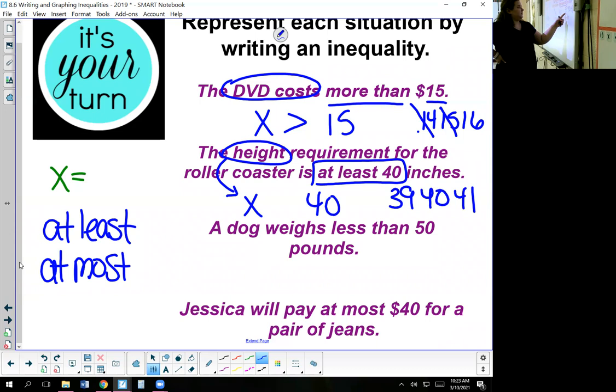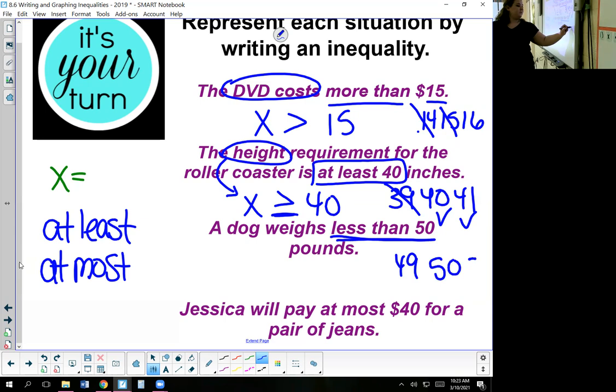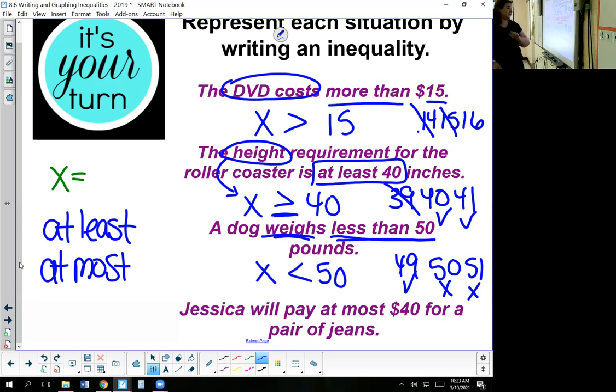Is 39 at least 40? It is not. Is 40 at least 40? It is. So it can be equal to, and it also can be greater than. That's how I do it, okay? Dog weighs less than 50 pounds, so think 49, 50, 51. X is the weight. Is 49 less than 50? Yes. Is 50 less than 50? No, so it's not equal to, so it's just less than.